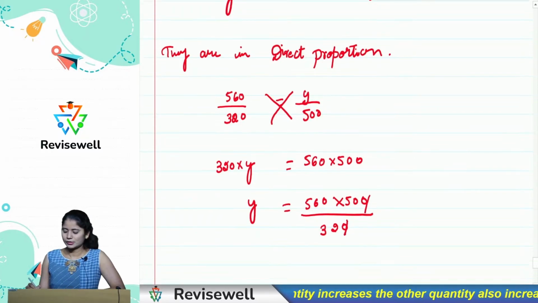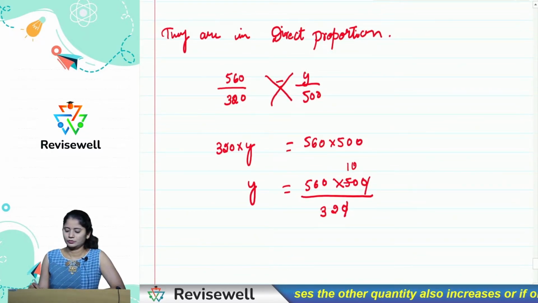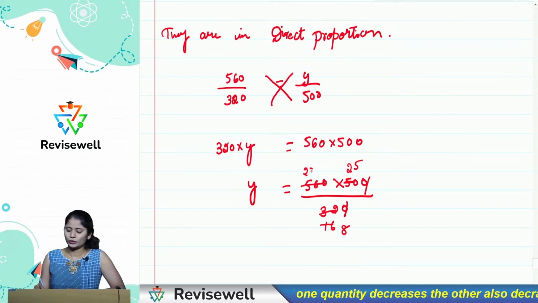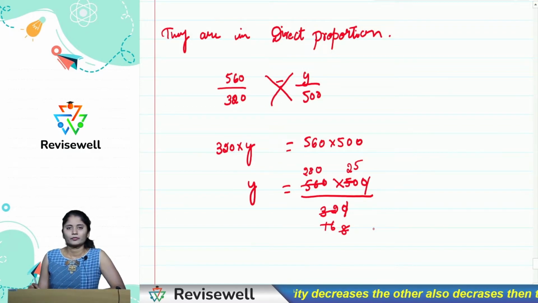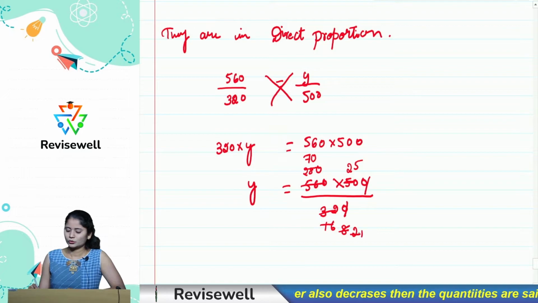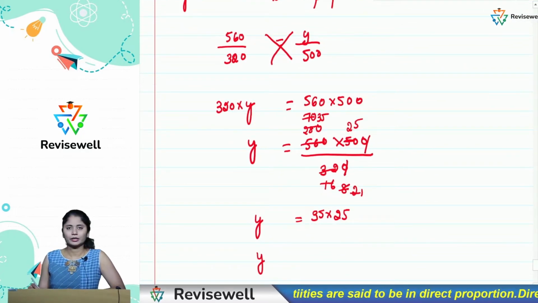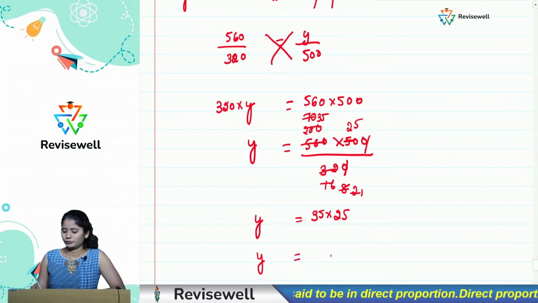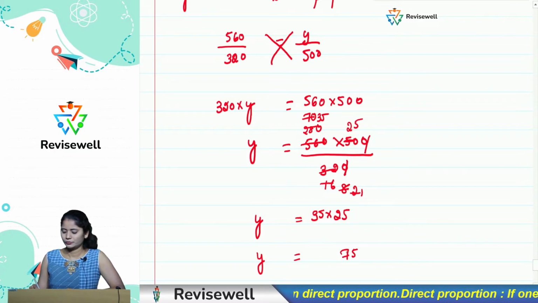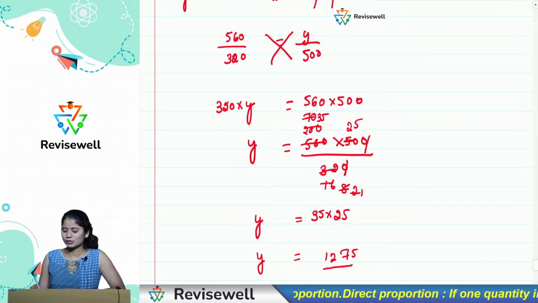So the zero will get cancelled. 2 ones are 2, 2 sixes are 12, 2 twos, 2 fives. 2 eights are 16, 2 twos, 2 eights are 16, 2 zeros. 4 twos are 8, 4 fives, 4 sixes, 4 sevens are 28, 0. So 2 ones, 2 thirty-fives. So what is y? y equals 35 multiplied by 25. When you multiply 35 and 25, your answer will be 1275. Let me check it.